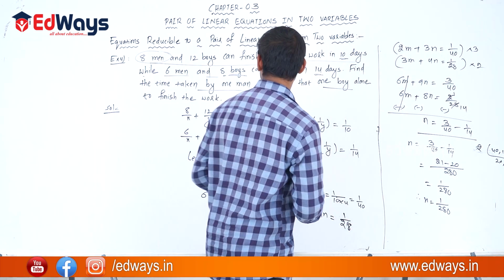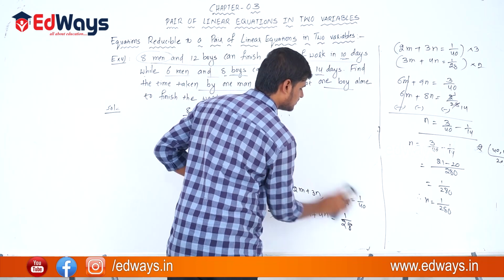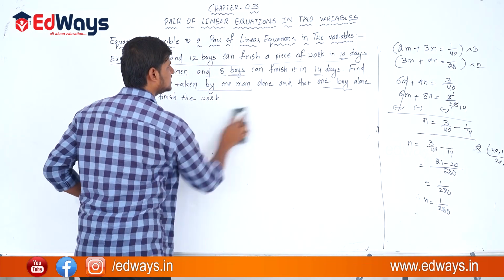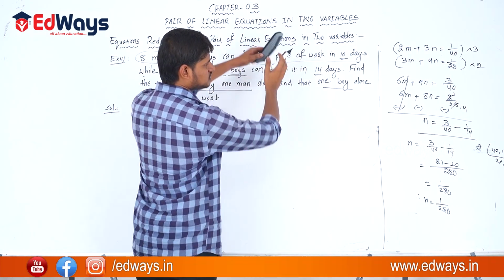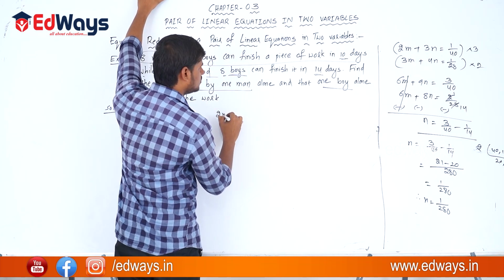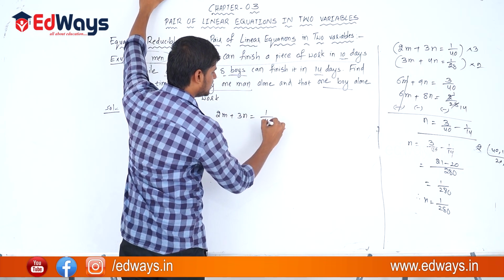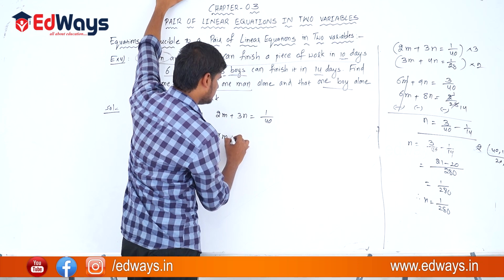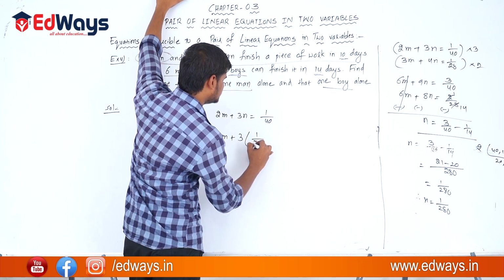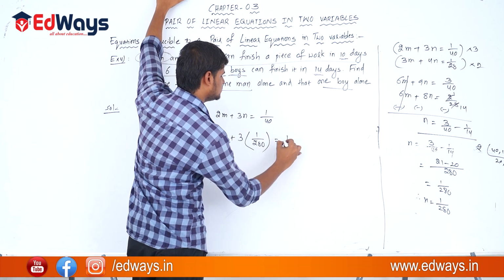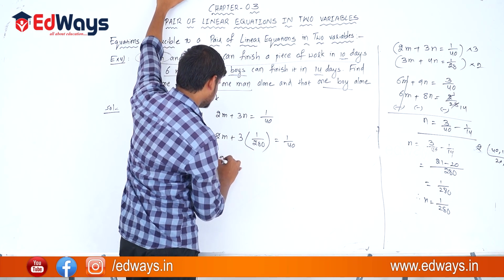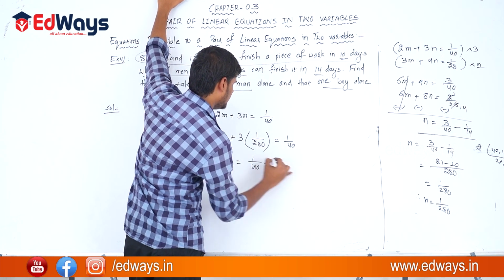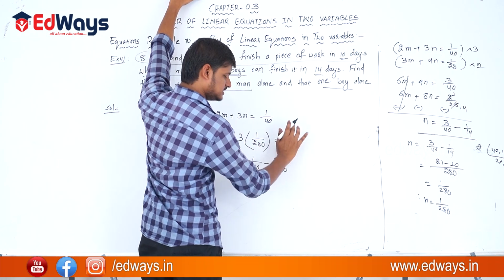Okay, so now how do you get the m value? I got the n value as 1 by 280. To get the m value, you can substitute it in any of the equations. So let me take the simple equation, that is the first one, 2m plus 3n is equal to 1 by 40, right? So now 2 into m plus 3 into, in place of n I am substituting 1 by 280, is equal to 1 by 40. So 2m is equal to 1 by 40 minus 3 by 280, sending it to that side.